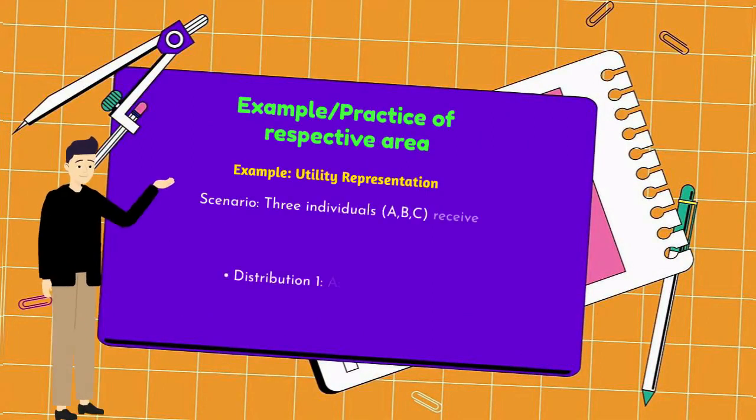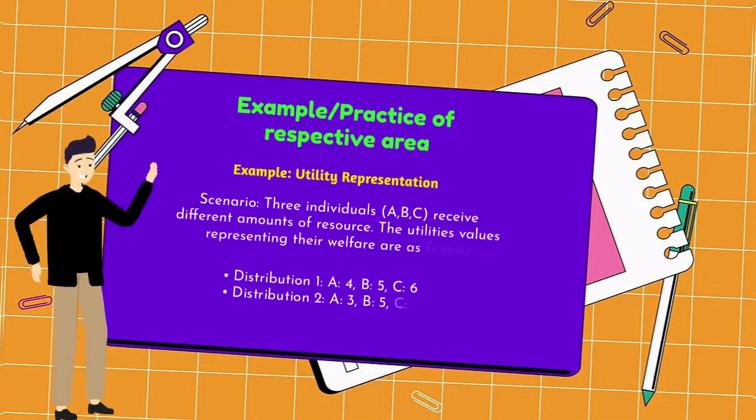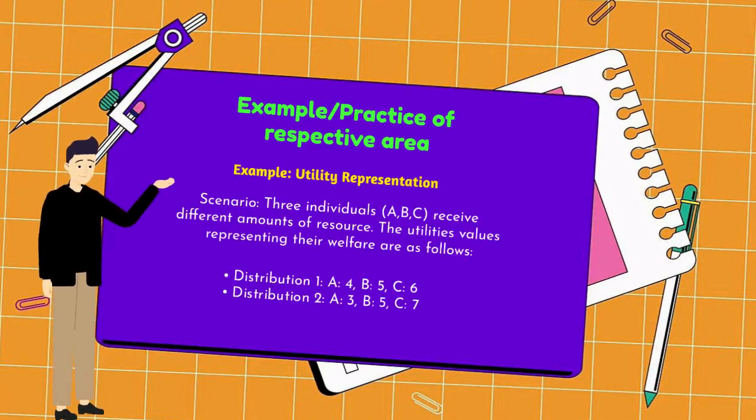So next we go to the example and practice of respective area in Leximin Rule. For example, utility representation. For the scenario, 3 individuals A, B, C receive different amounts of resource. The utility values representing their welfare are as follows: distribution 1, A4, B5, C6, and distribution 2, A3, B5, C7. The task is to represent the utilities accurately and compare the distributions based on the Leximin Rule.